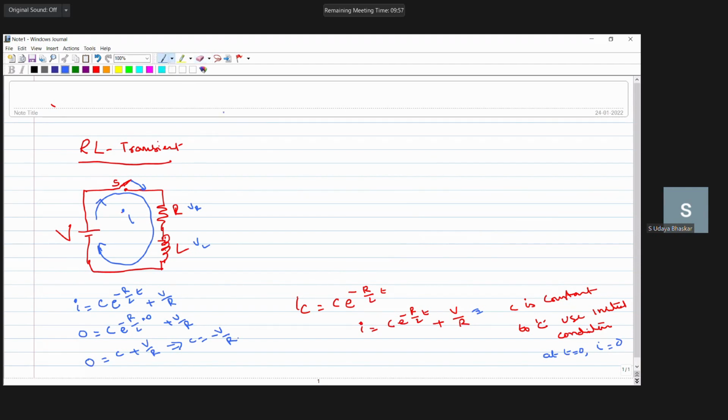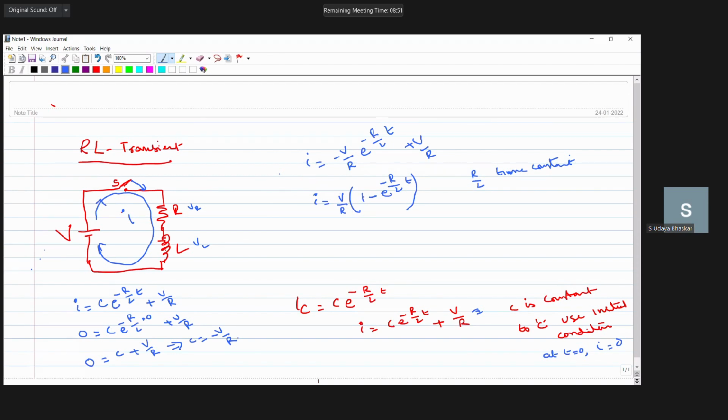And here you see, I is equal to, we already found the C value is equal to minus V by R. So minus V by R e to the power of minus R by L into T plus V by R. So we can write I is equal to, I can take this V by R common, into 1 minus e to the power of minus R by L into T, where R by L is the time constant. So this is the I value for this case.